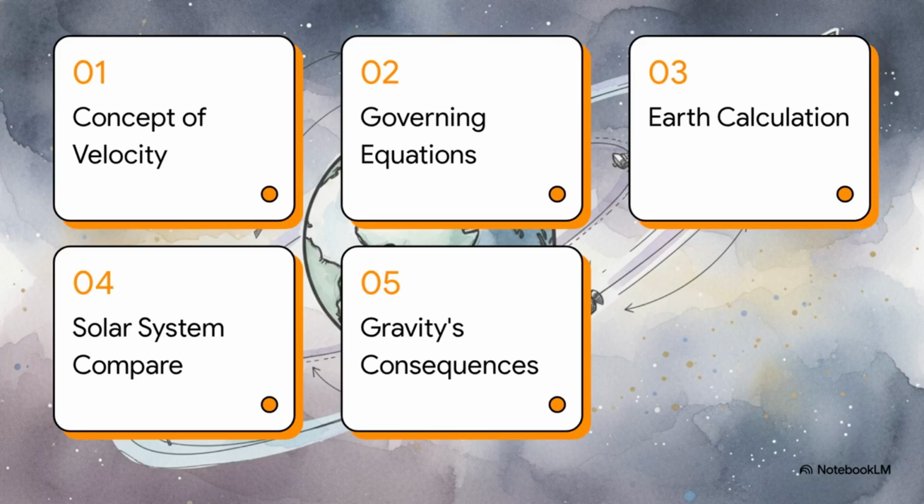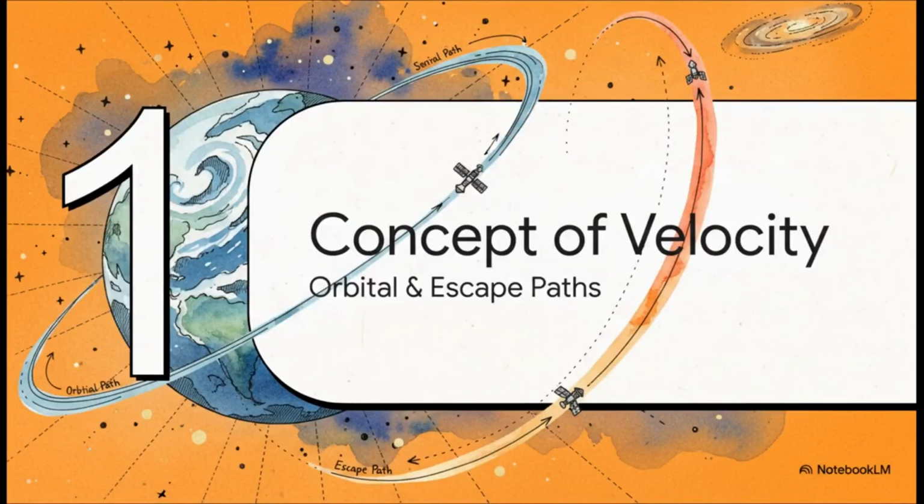We will proceed through this analysis in a structured manner. First, the concept of cosmic velocity itself. Then we'll move to the governing equations. We will perform a calculation for planet Earth, then a comparison across the solar system. And finally, we'll discuss the consequences of gravity's pull. So, let us begin by formally defining the two velocities that are the subject of our analysis. These velocities define orbital and escape trajectories.